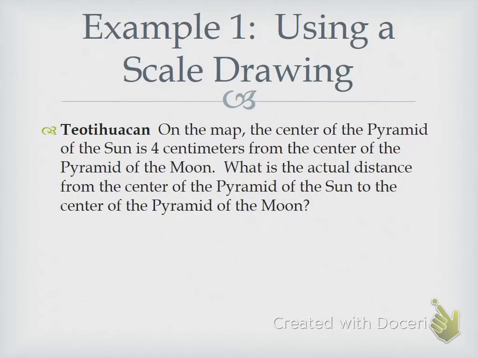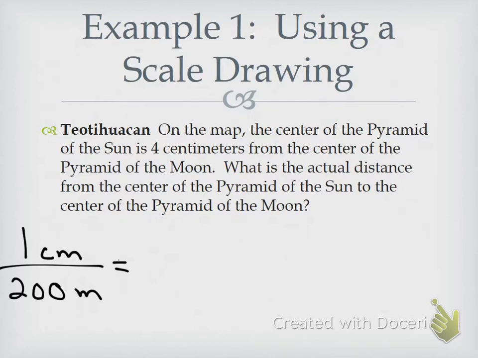All right, so example 1 says, on the map, the center of the pyramid of the sun is 4 centimeters from the center of the pyramid of the moon. So which dimension is that? Is that on the map or is that the actual? It says on the map. So I'm going to write my original scale, which it's already told me is 1 centimeter over 200 meters. All right, so there I've set the order for how it has to be written in the second ratio. Now it gives me the dimension of 4 centimeters.